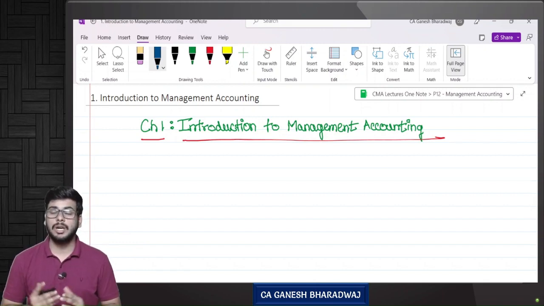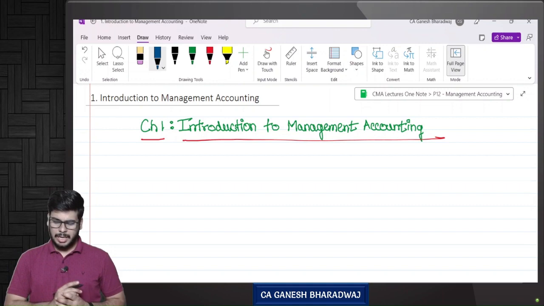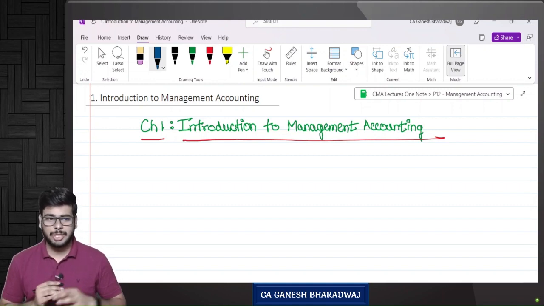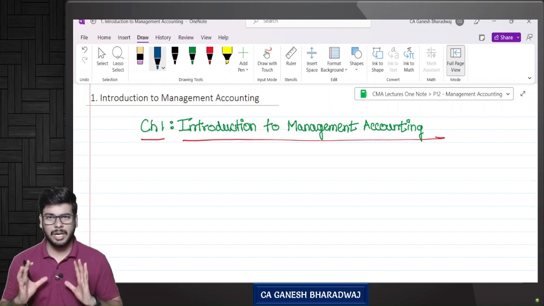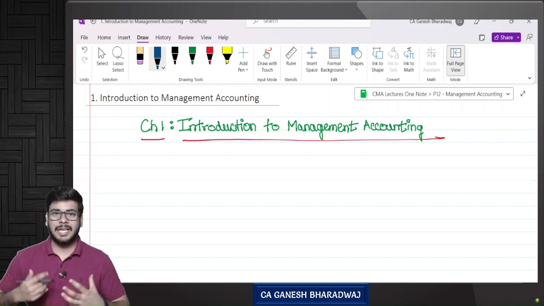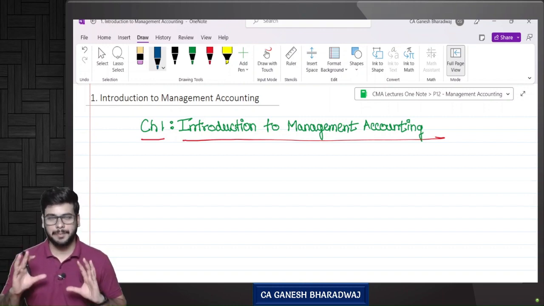So on that note, let's get started. Now, what is the name of this subject? Management accounting. So basically, by the word itself, you know that this has something to do with accounting, correct?